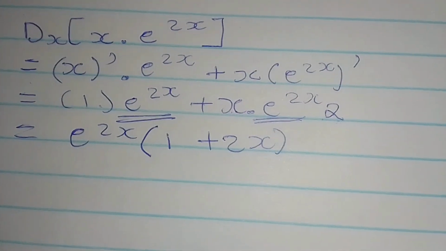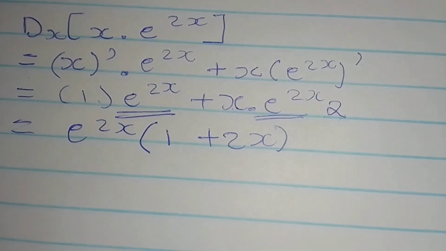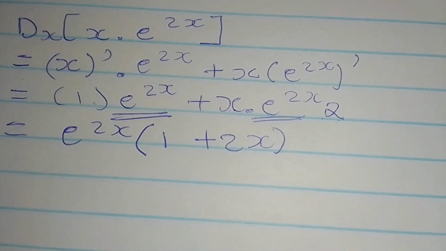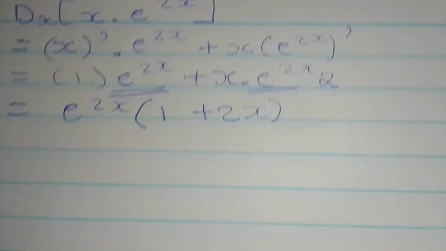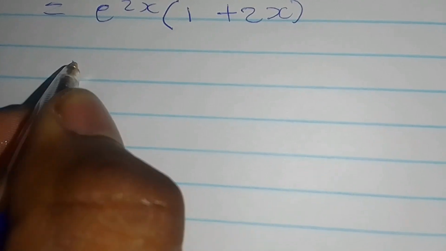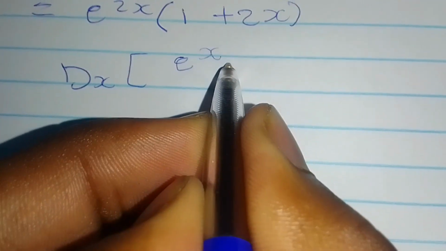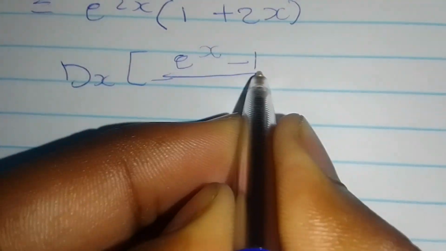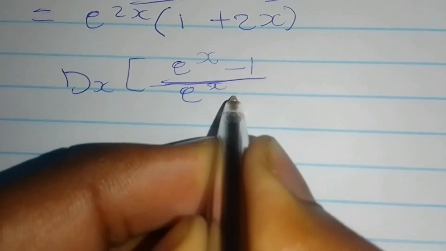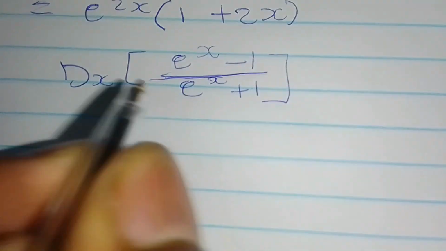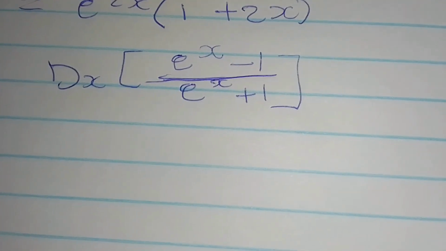So that's basically how you can apply this. But now say you want to derive something like d/dx of e to the power of x minus 1, divided by e to the power of x plus 1. Let's say you want to derive something like this.